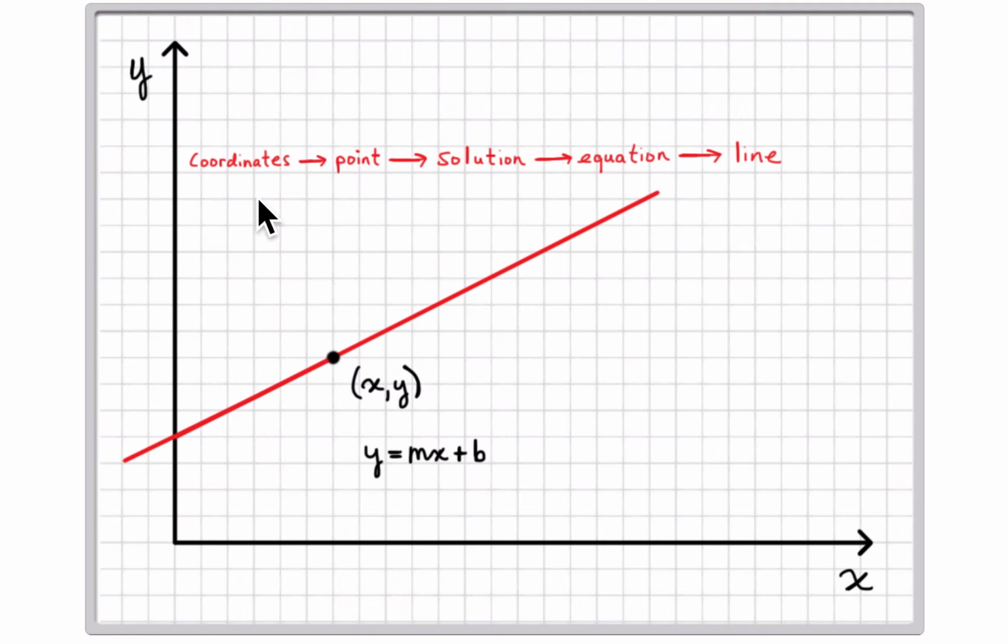So remember, we're talking about coordinates, x and y coordinate. We're talking about the point that's defined by those coordinates. If you take those coordinates and put them into the equation, they will make the equation true. So they're known as solutions to the equation, and you have an equation for the line. So that's right here. This equation defines this line. So coordinates, points, solutions, equation, and line.